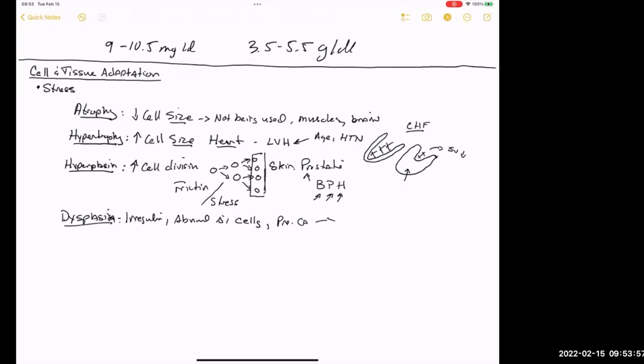And an area where we see this, I'll give you an example, is where you have chronic irritation or inflammation. And an area where we can see this is the esophagus. In somebody who has reflux disease, like acid reflux, or they have a hiatal hernia, or they have something called GERD, gastroesophageal reflux disease.